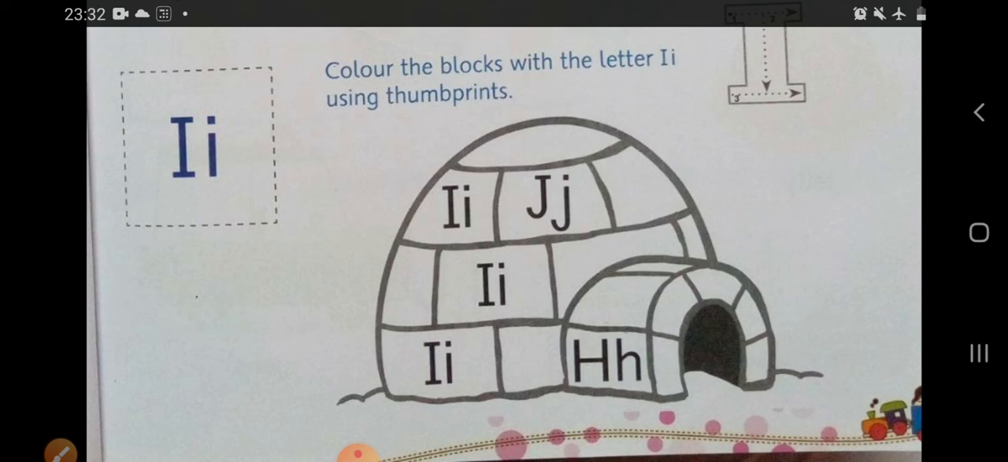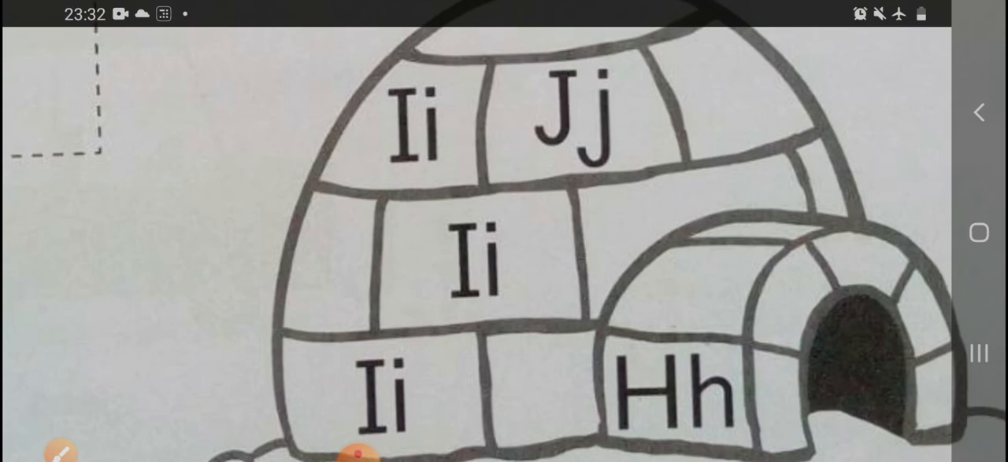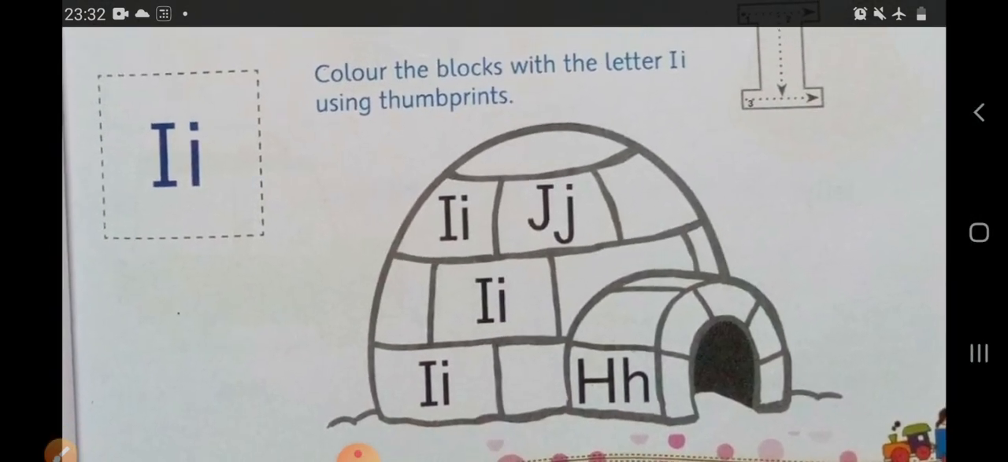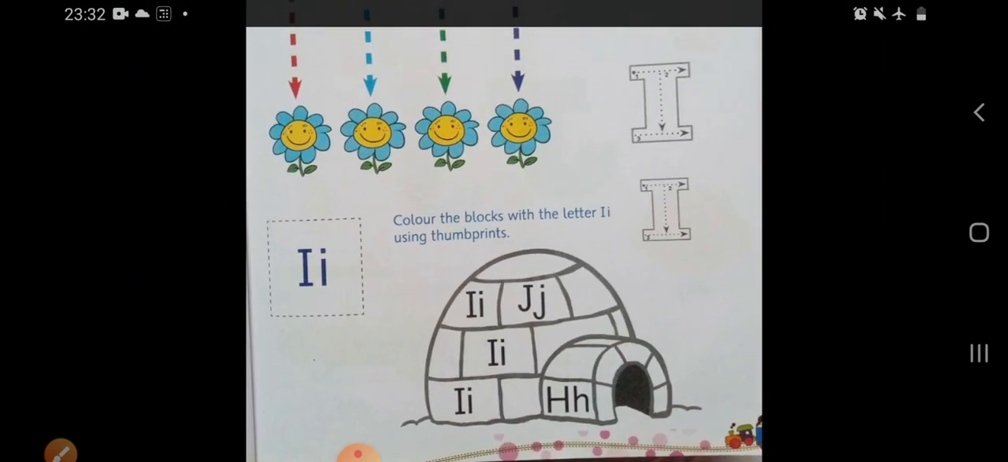Okay, what you have to do is you have to color the blocks, only those blocks where letter I is written. This block के ऊपर letter I लिखा हुआ, आपको उसी में कलर करना है. Okay, by using your thumb. आपको अपने thumb से you can use any color. Okay, and while you are doing the thumb printing, say this is letter I, I, igloo, like this. Okay, I, I, igloo. Good.